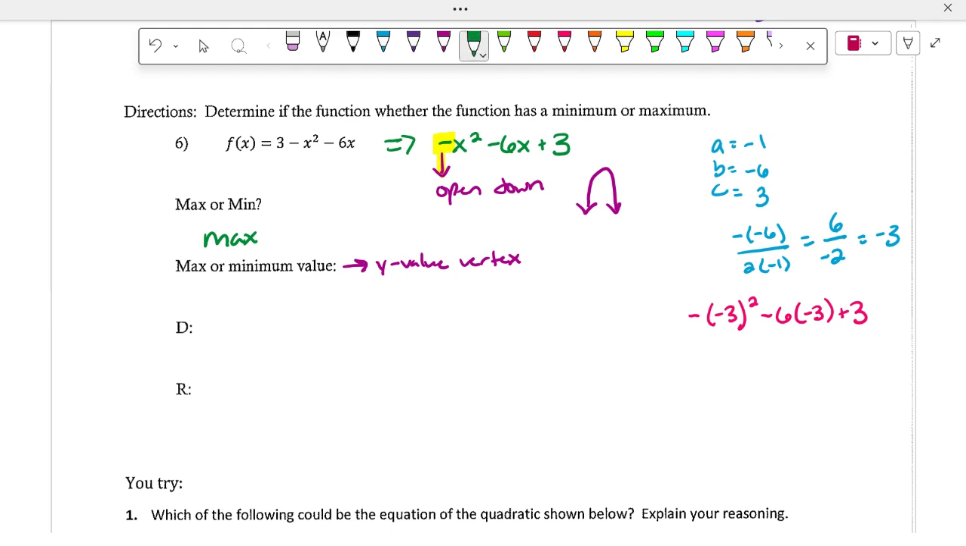What's negative 3 squared? 9. So 9 times negative is negative 9. What's negative 6 times negative 3? Positive 18, and then bring down the plus 3. So negative 9 plus 18? 9 plus 3, 12. So my max value is 12. Because my vertex would be at the point negative 3, 12.